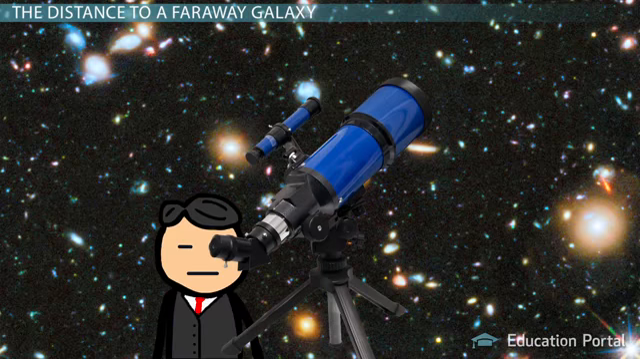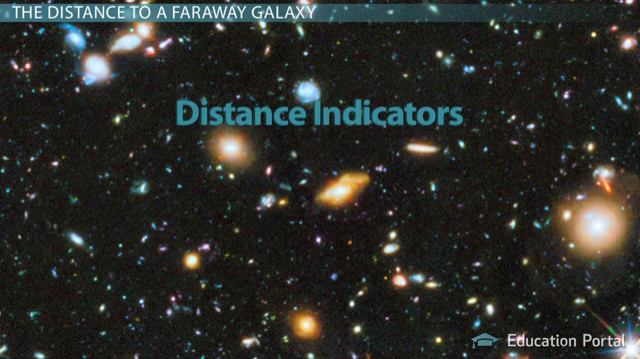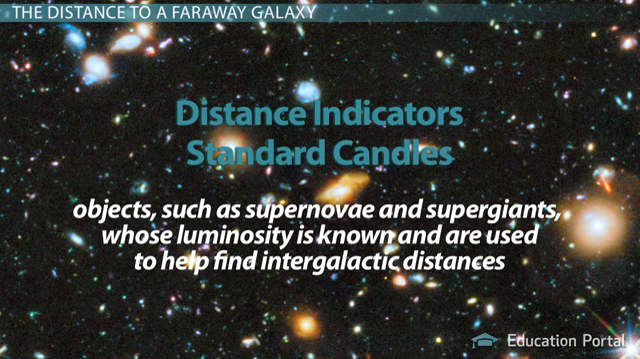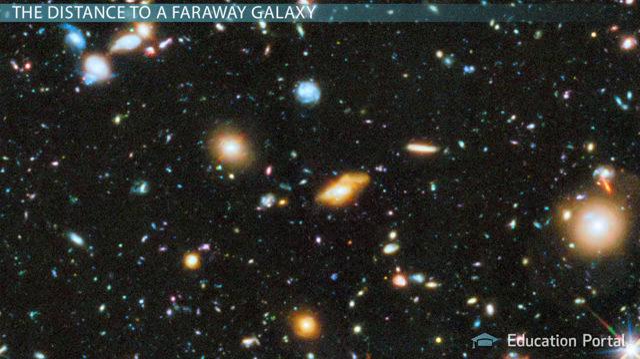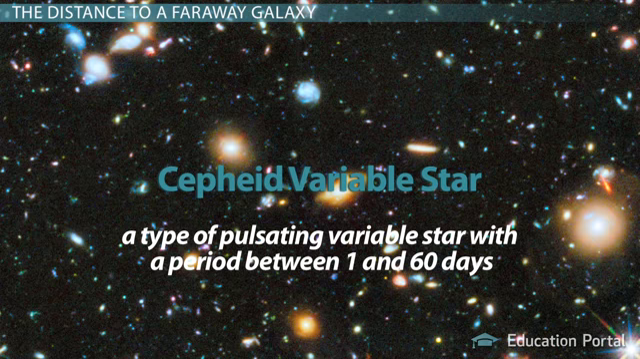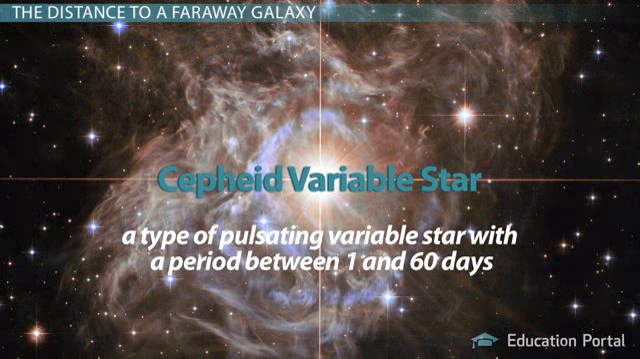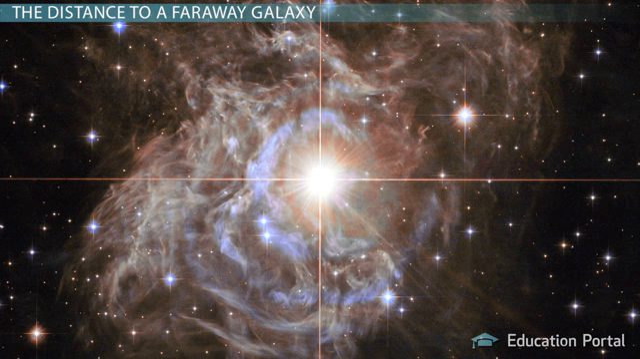Anyways, the way astronomers can determine the distance to a galaxy is by looking for familiar objects called distance indicators or standard candles. These are objects such as supernovae and supergiants whose luminosity is known and are used to help find intergalactic distances. One well-known distance indicator is a Cepheid variable star, a type of pulsating variable star with a period between 1 and 60 days. A variable star is one whose brightness changes with time. This property allows astronomers to calculate the distance to its galaxy.